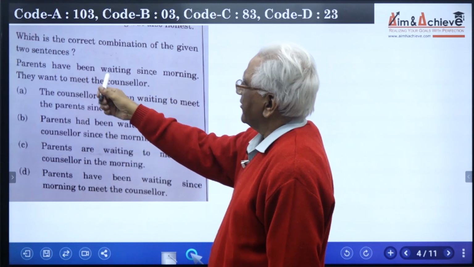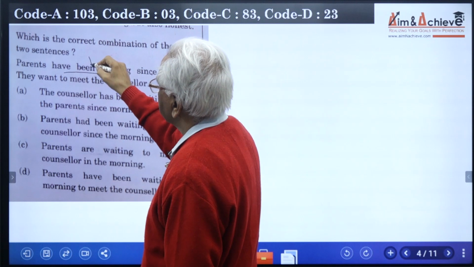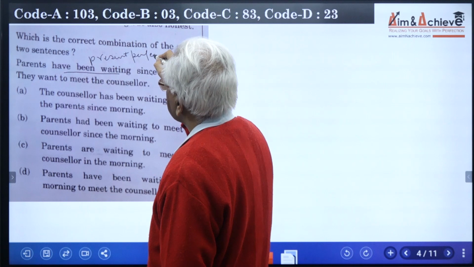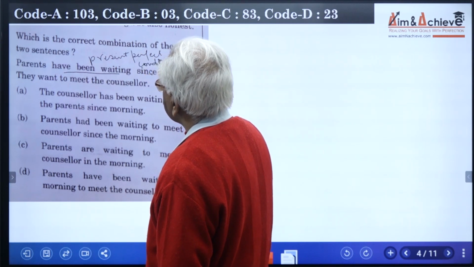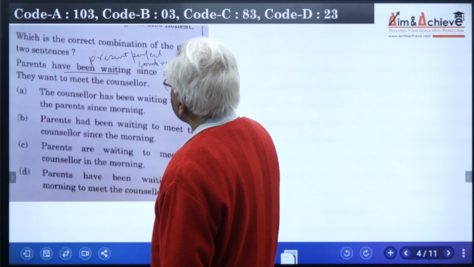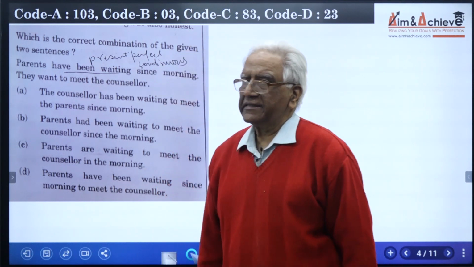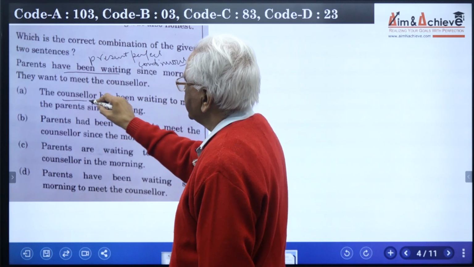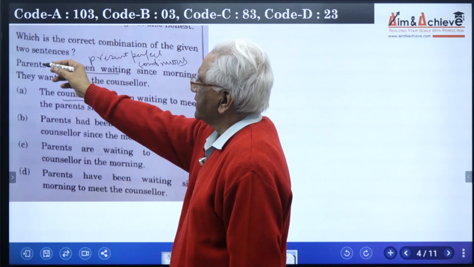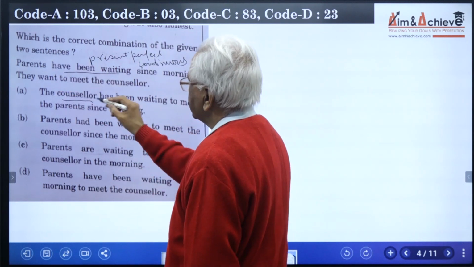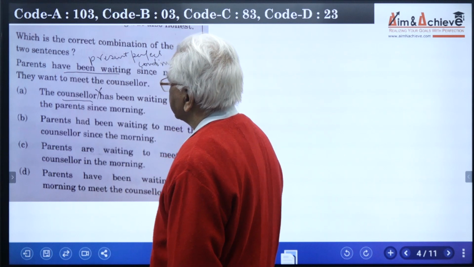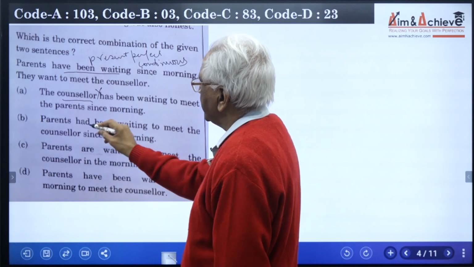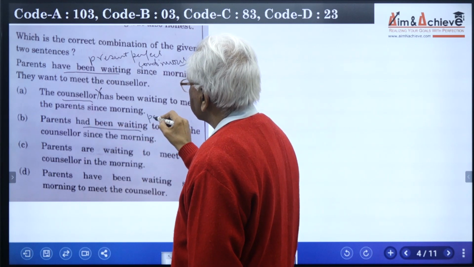If we say have been waiting, that means we are using present perfect continuous. So we don't need to change the tense, we can retain it. The counselor has been waiting. Here, who is waiting? The counselor has been waiting. But the original sentence says the parents have been waiting. So this does not convey the original sentence sense. So this option A is clearly incorrect. Parents had been waiting. This becomes past perfect.